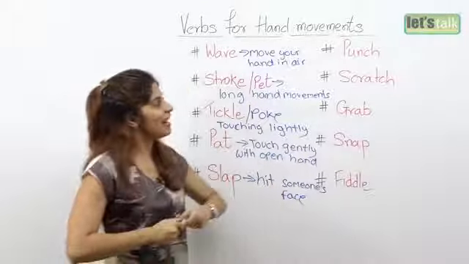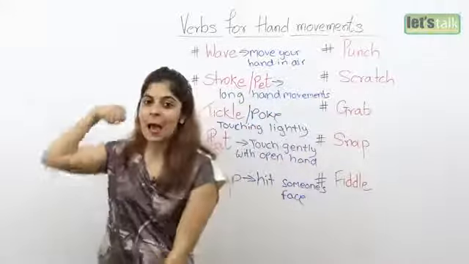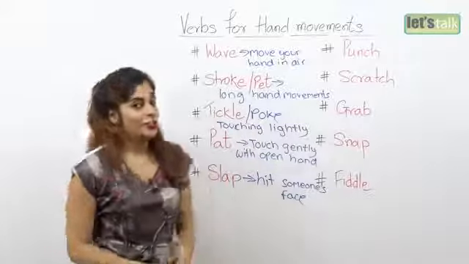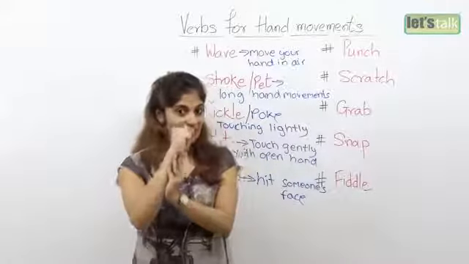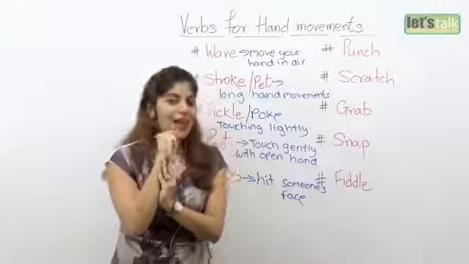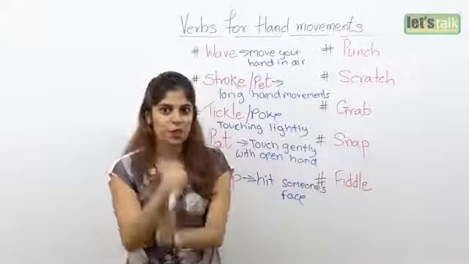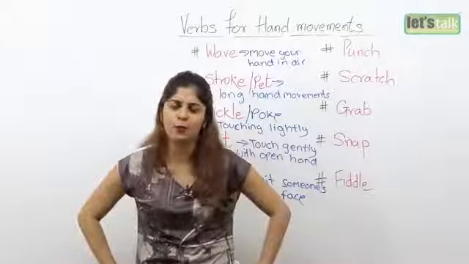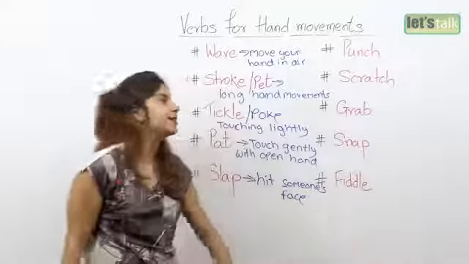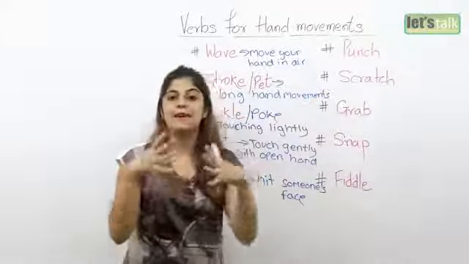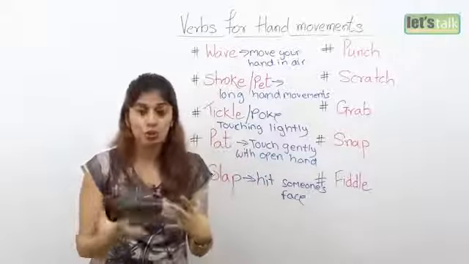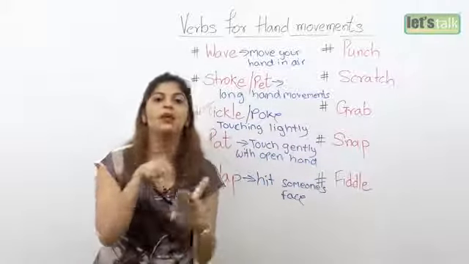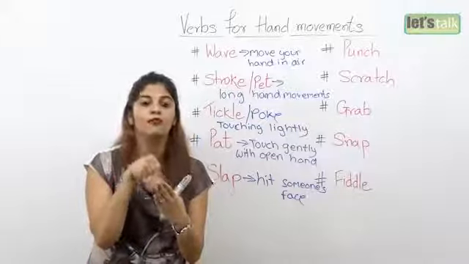Alright, let's have a look at another verb here, which is punch. So, you close your hand, okay, you make a fist, and you use your fist to punch someone. I want to punch his face. If you're angry with someone, you're going to punch his face. So, punch is a verb which is used to hit someone with a closed hand, okay, with your fist.